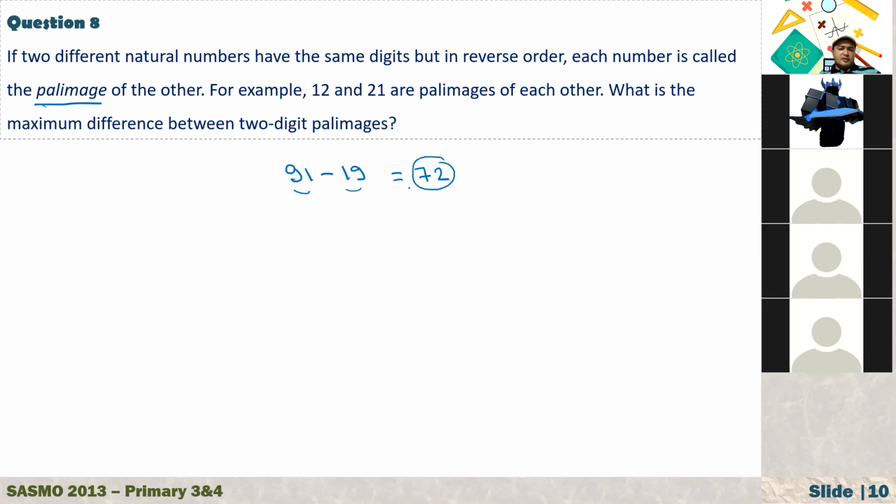So actually, can you find a bigger one? You may try, but you cannot, I think. It should be the smallest and the biggest, right? So the biggest difference is 72. So the answer is 72.